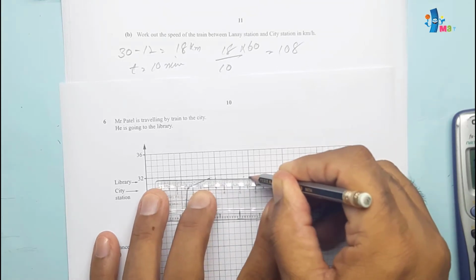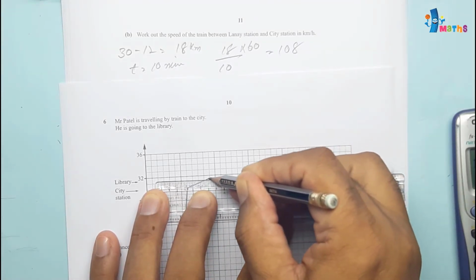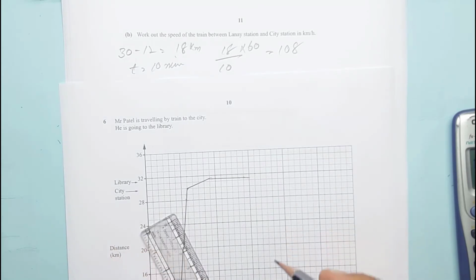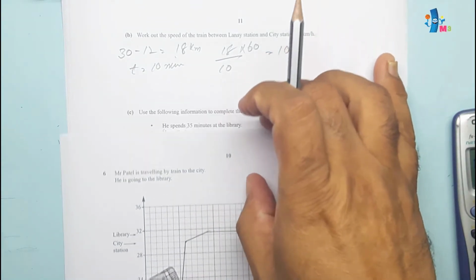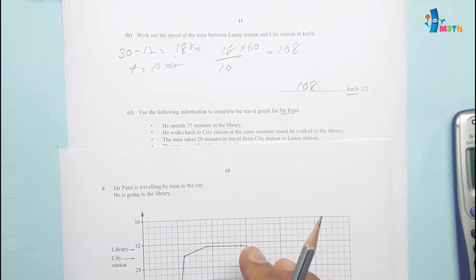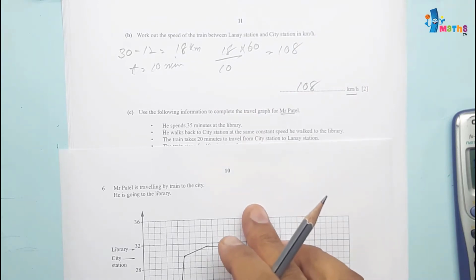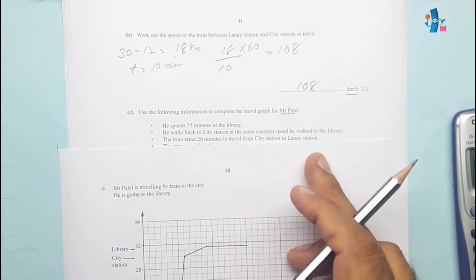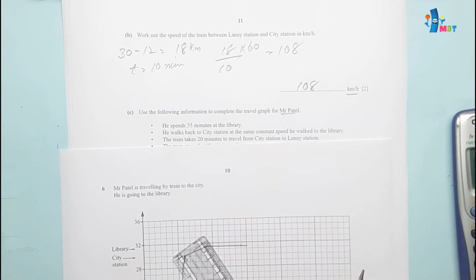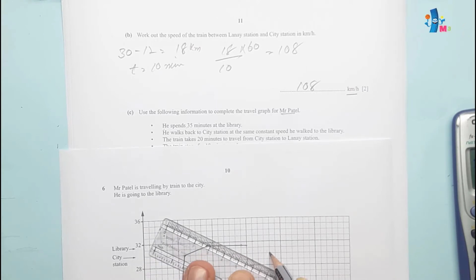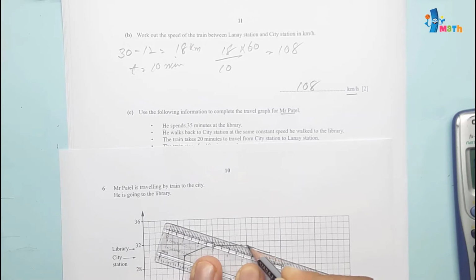Up to this one we can draw a straight line because he has spent that time in the library. Then after that, he walks back to City station at the same constant speed he walked to the library. So the same speed as this one, from this point it is 1, 2, 3, 4 units. So we'll take 1, 2, 3, 4 units, and this point we will join with this.